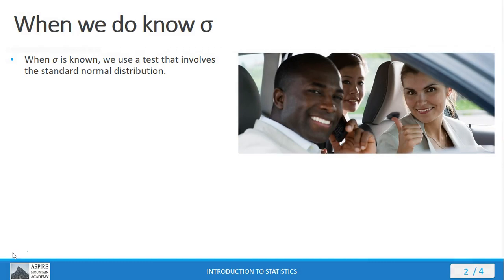So, when we do know what the population standard deviation is, we're going to use a test that involves the standard normal distribution. Calculate a z-score for our test statistic.